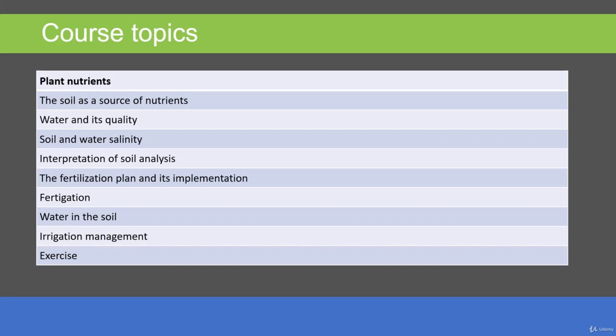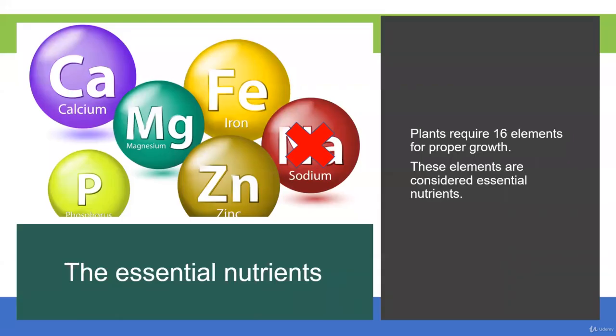And then I will give you an exercise. You'll have 2 or 3 weeks to do this exercise, to solve the exercise. And after you send it over to me, I will do an online session in which we will go over the exercise together. Okay, so let's start with the first topic, plant nutrients.